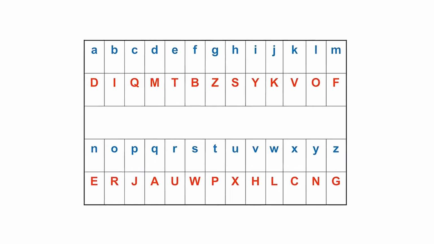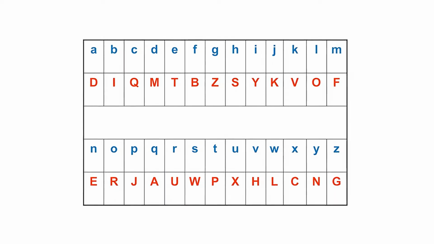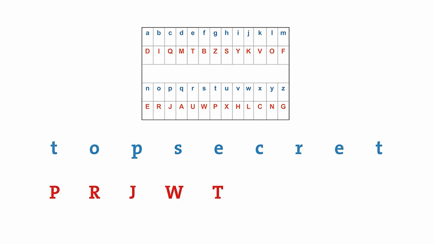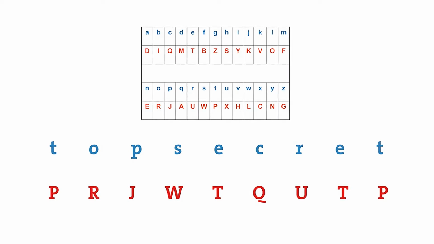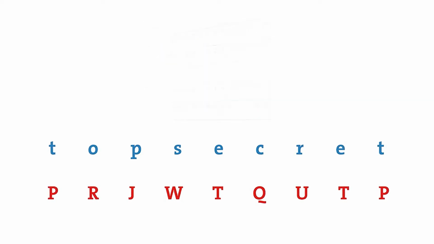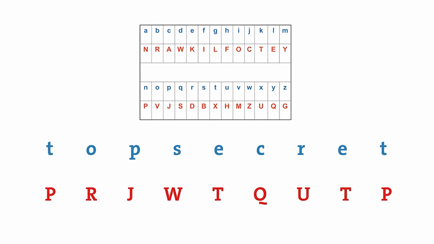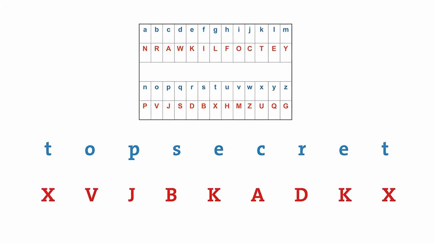this ciphertext. So for example, if we take the following table, where A is replaced by D, B by I, C by Q, etc. In that case, the message top secret is now replaced by the ciphertext PRJWTQUTP. But on the other hand, if we have a completely different key and replace A by N, B by R, C by A, then on this occasion, the plaintext top secret is converted into ciphertext XVJ, BK, AD, KX.